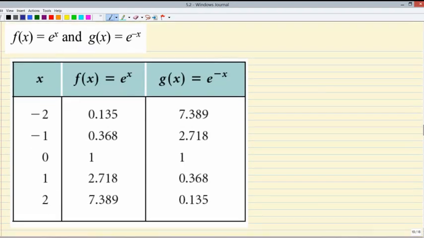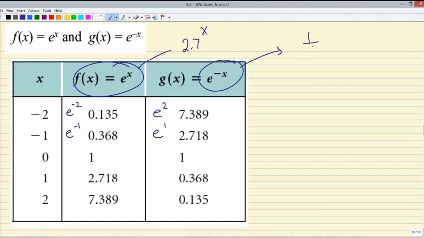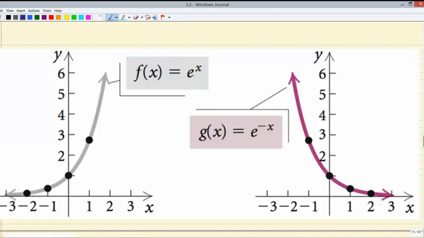So here are some decimal equivalents of e to the x power, and these are done with a calculator. This one is exponential growth because it's 2.7 to the x power, and this one is exponential decay because it's 1 over 2.7 to the x power. So e with a positive exponent is growth, e with a negative exponent is decay. E to the x, a nice exponential growth, e to the negative x, a nice exponential decay.